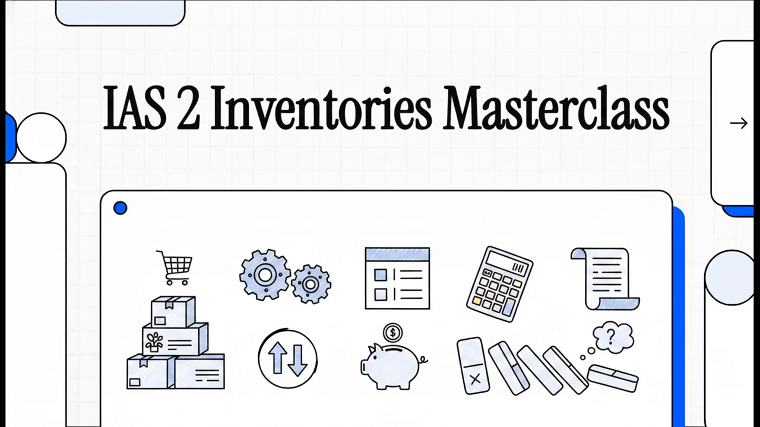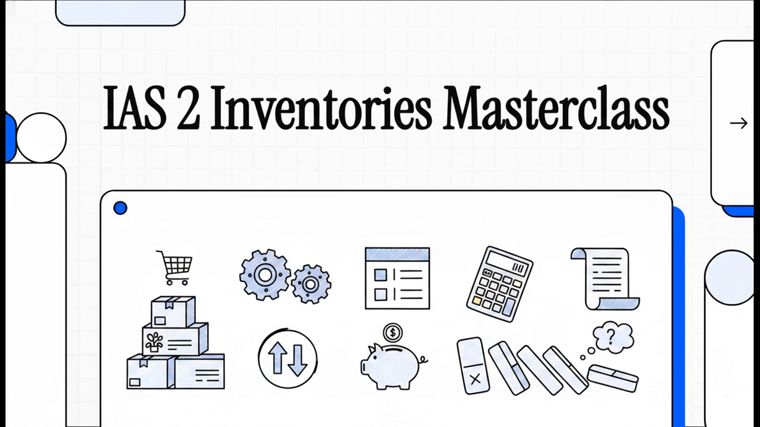Getting your inventory valuation wrong? Well, it doesn't just skew a single number. It creates this massive domino effect that impacts your reported profit, your tax liabilities, balance sheet strength, current ratio, and your working capital. Honestly, it can even lead to a qualified audit opinion. So the fundamental goal of IAS 2 is to ensure that inventory is never, ever overstated on your financial statements.